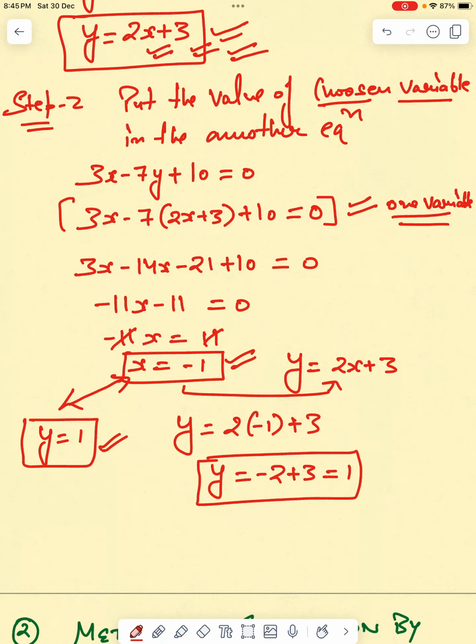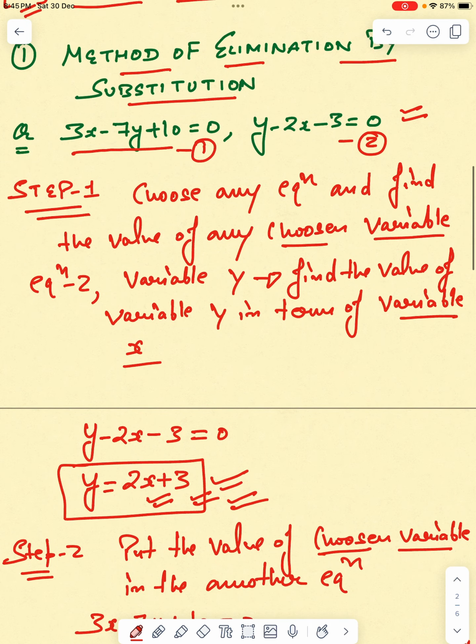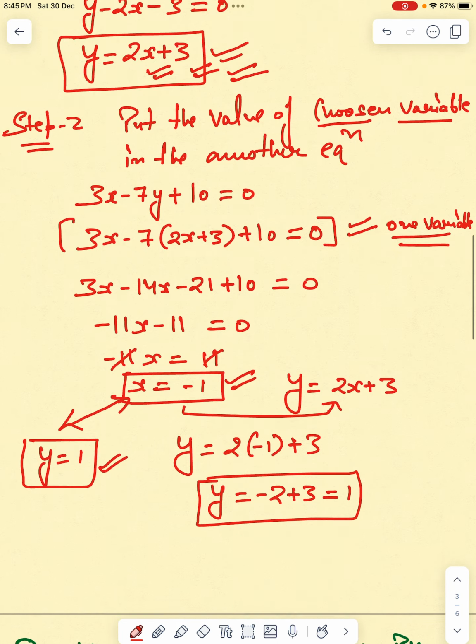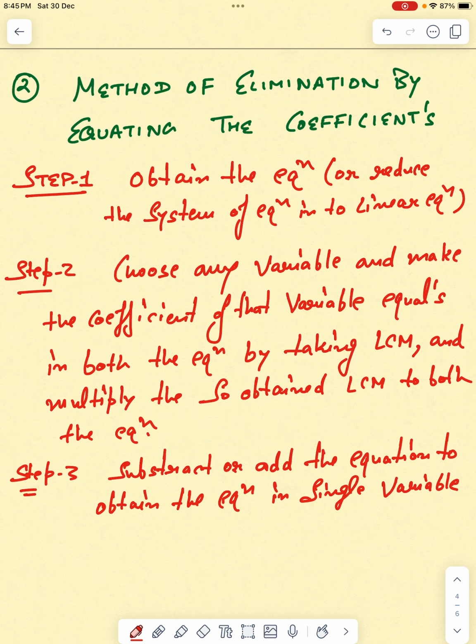So this is the procedure to solve the system of linear equation if it is being asked in the question to solve it by the method of substitution, elimination by substitution, right? Please remember this procedure. Okay, now the next method is method of elimination by equating the coefficients.